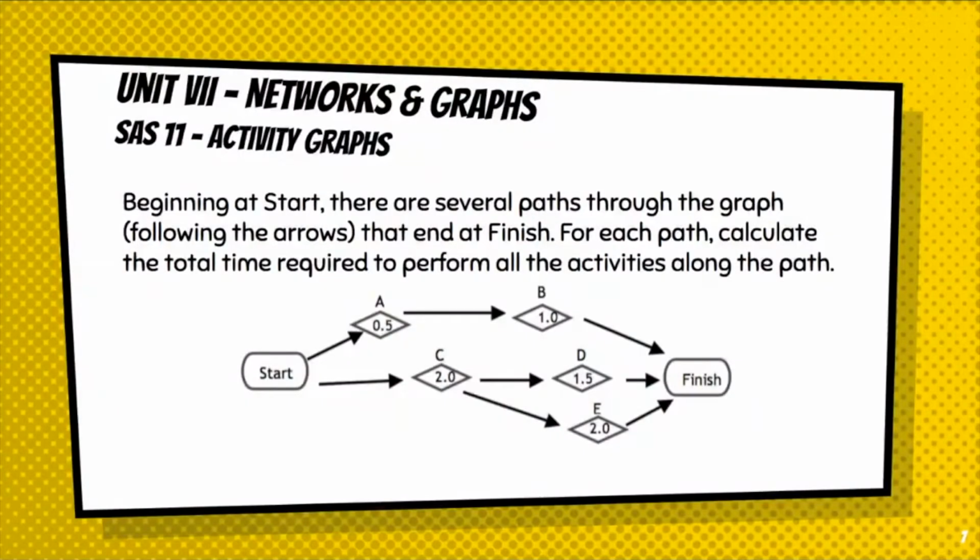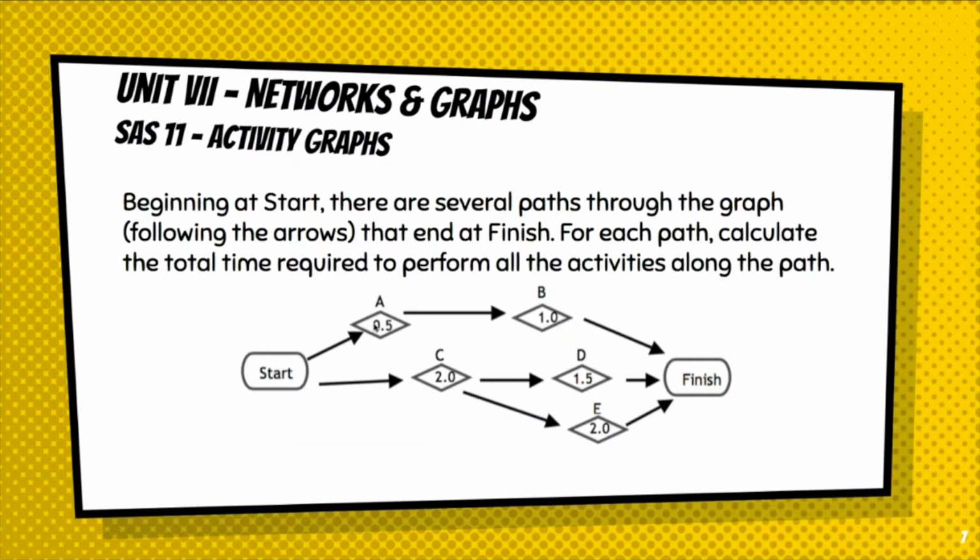All right. Beginning at start, there are several paths through the graph following the arrows that end at finish. For each path, calculate the total time required to perform all the activities along the path. All right, the first activity path we see is AB. To get through activity path AB, it takes a half hour to do activity A, and then a half hour to do activity B.